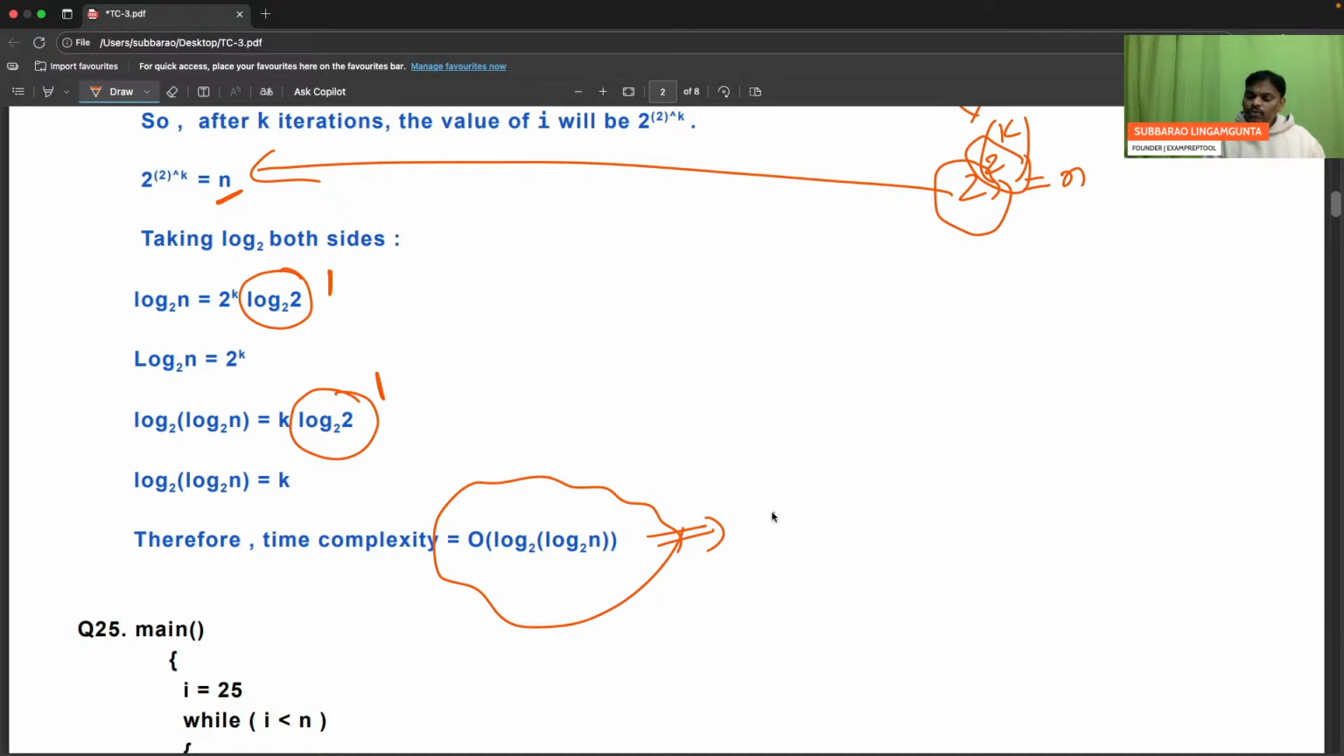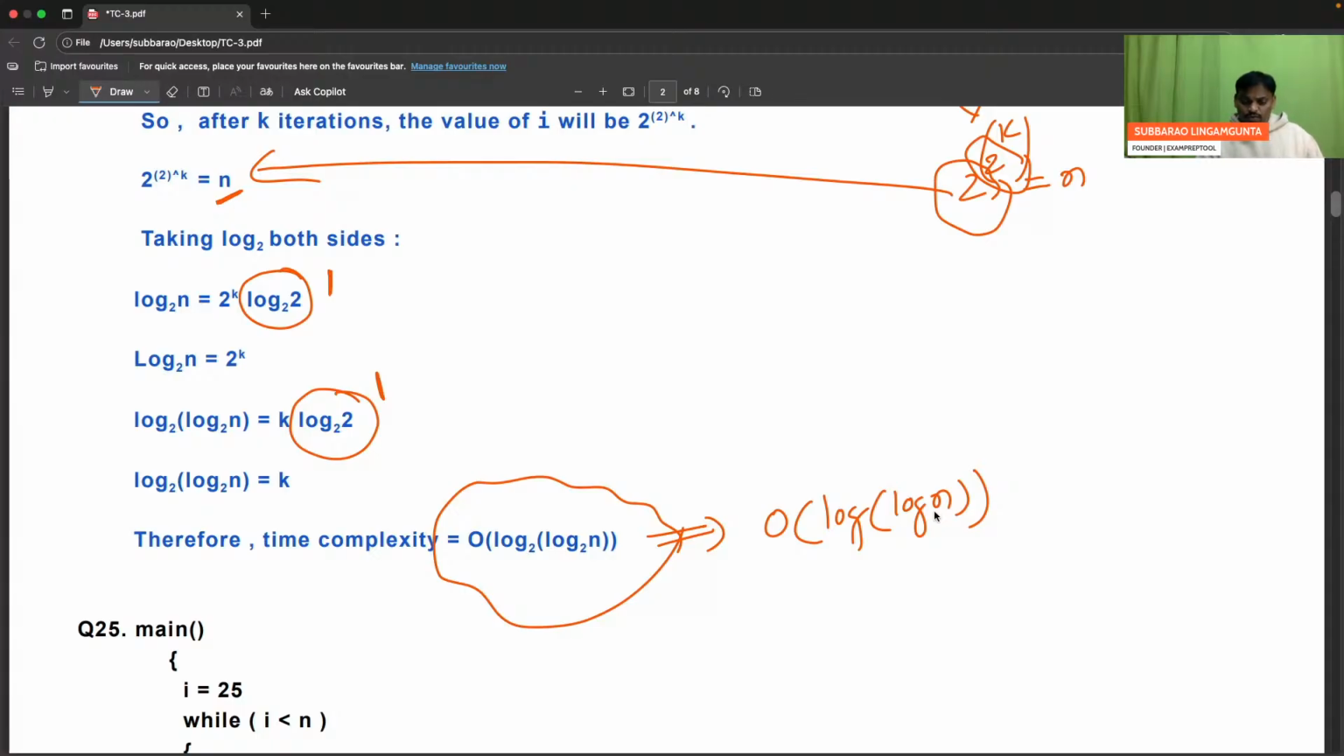Right? So if you want, you can write the log of log n also. The base, if you don't write it also, no problem, because anyhow it is constant. So it's an excellent problem.